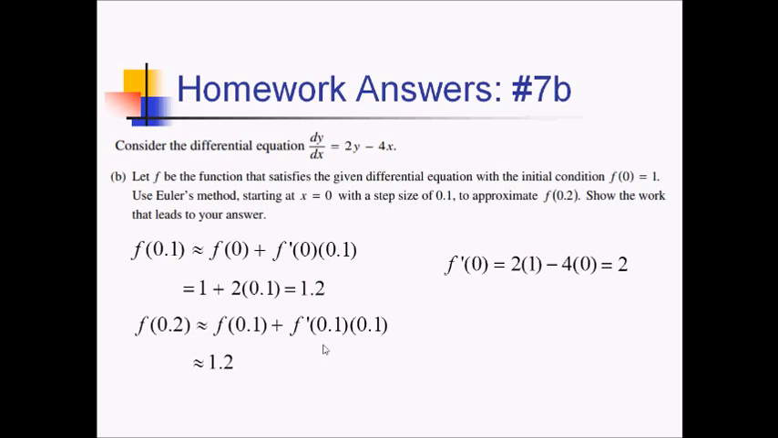That's going to be 2 times 1.2 for the y value, minus 4 times the x value, 0.1 over here. So 2.4 minus 0.4 is just 2. That's kind of convenient. So we've got plus 2 times 0.1. We have 1.2 plus 0.2 again, so that's 1.4, and that is our answer.